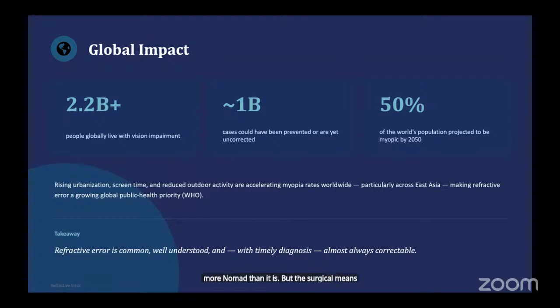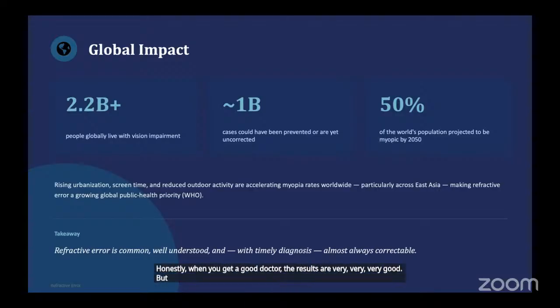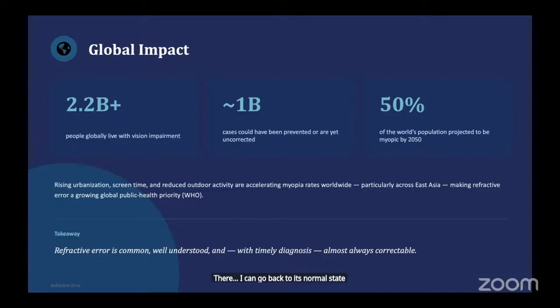With the surgical means, honestly, when you get a good doctor, the results are very, very good. But sometimes the eye can go back to its previous state, or the refractive error can come back. And when it does happen that way, there's a tendency of it becoming worse than it was before. That means you have to go back again for them to give you that corrective surgery once again.